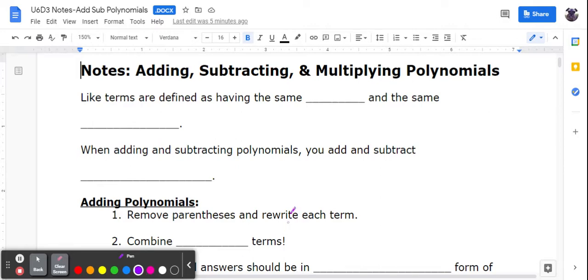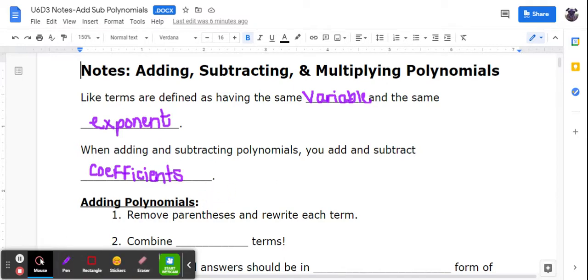Like terms are defined as having the same variable and the same exponent. When you're adding and subtracting your polynomials, you add and subtract only the coefficients. And those would be the numbers that are in front.